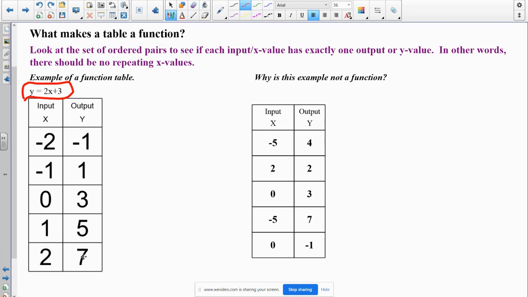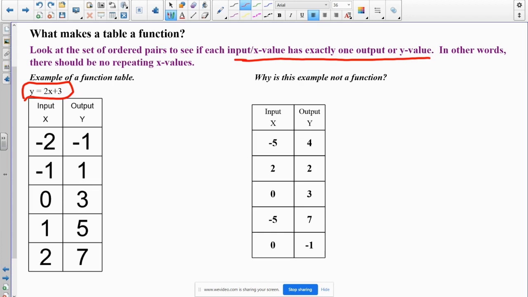1 was my input. My output was 5. And the last one, 2, was my input. My output was 7. So if you go back to the definition here, you're going to say each input has exactly one output or y value. So the input of -2 had -1. Input of -1 had 1. 0, 3, 1, 5, and 2, 7. So that is an example of a function.